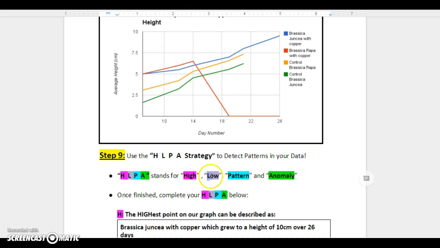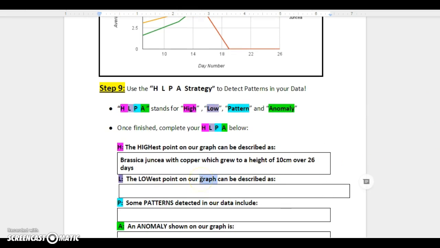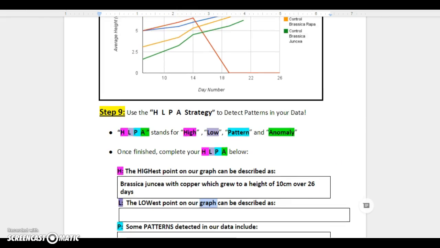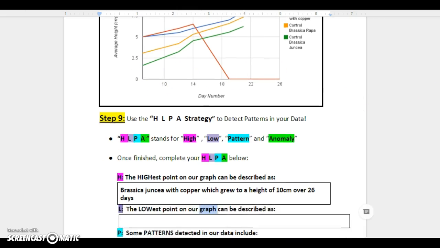The next thing we'll identify is the low point. The L stands for the lowest point on our graph. Looking at our graph, the low point can be found here where my cursor is. The low point is represented by the red line, which says that it's Brassica rapa with copper. You can see that at this lowest point on the graph, over 26 days, Brassica rapa with copper was at a height of about 0. It looks like most likely this plant died.